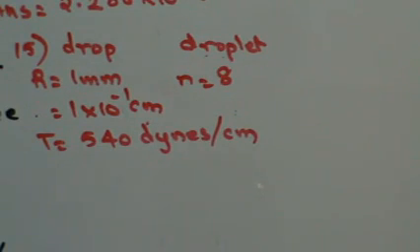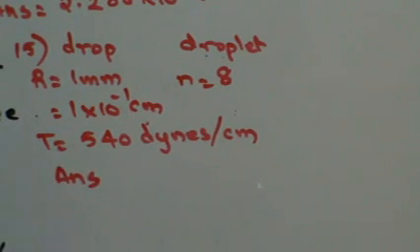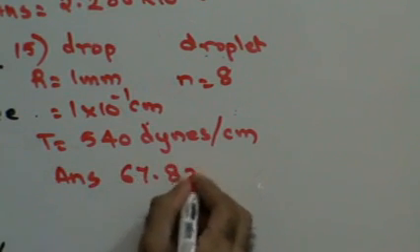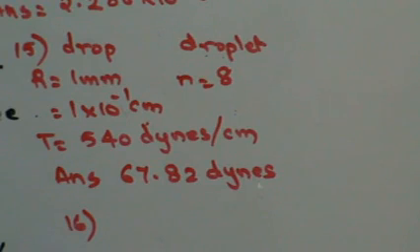In the previous sum they had asked you work, in this sum they have asked you energy. Whether they ask you work or energy, it's the same thing. You still use the same formulas. 10 raised to minus 1, you're converting from millimeter to centimeter. Because this tension is given to you in dynes per centimeter, it's given in the CGS system. Now, I'm not even solving the sum, you should be able to do it exactly like the previous sum. The answer for this sum should be 67.82 dynes. Next, take our next sum please.